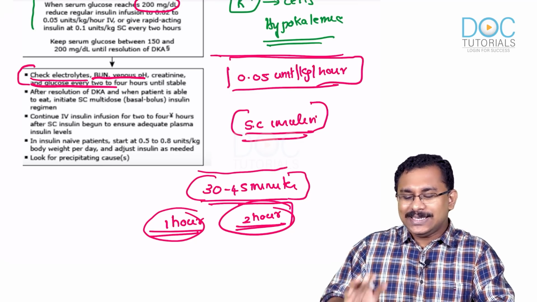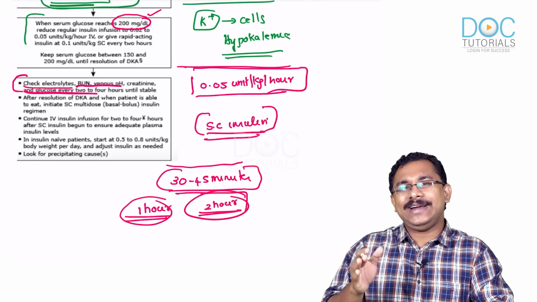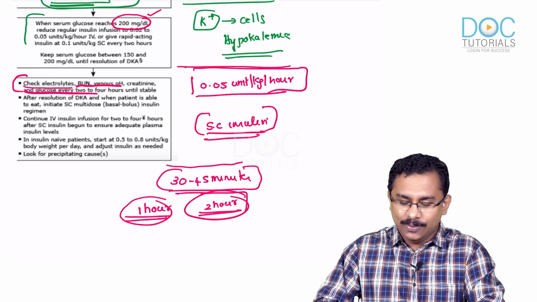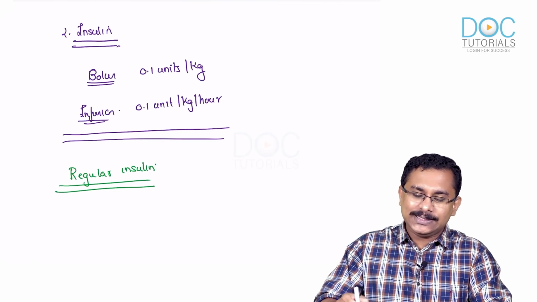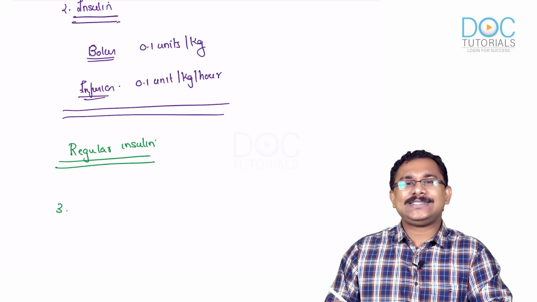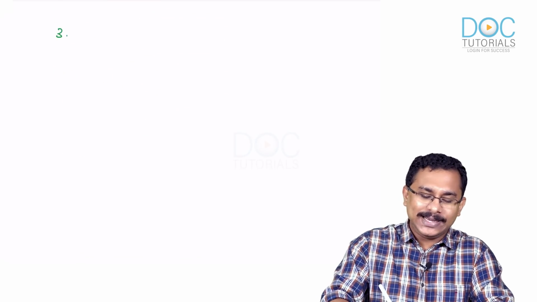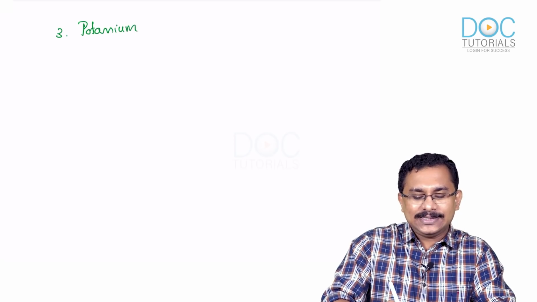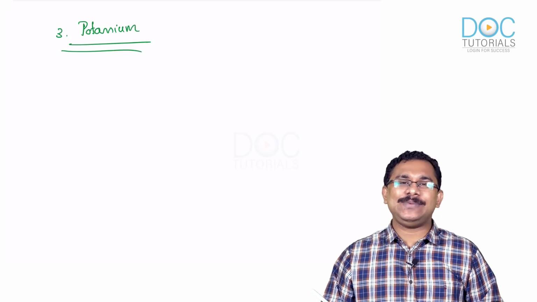So this is how you will down titrate your insulin requirement in diabetes. I hope that is very, very clear. So second point is the insulin management. Third point is managing your potassium levels. Now, why have I discussed this separately, the potassium levels?